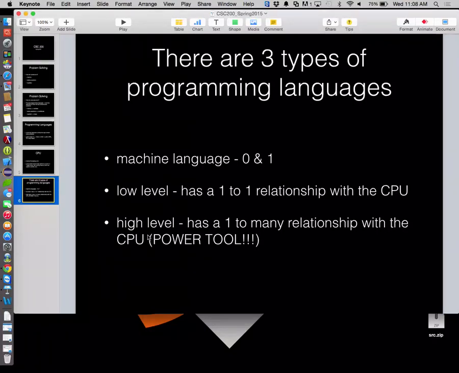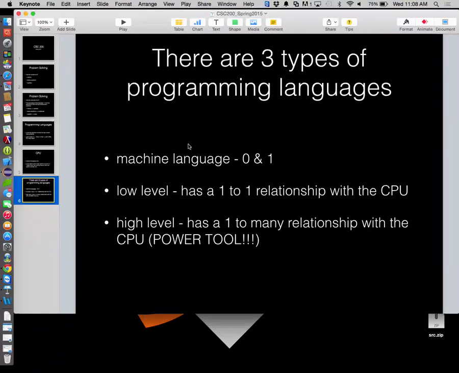Okay, now we have our high-level languages, and these are the ones that human beings like. This has a one-to-many relationship with the CPU. So we write one line of code in a high-level language, and it translates into a lot of instructions, a lot of magic tricks that the CPU does. So we push one button, and a whole bunch of crap happens. Okay, that's the one we like.